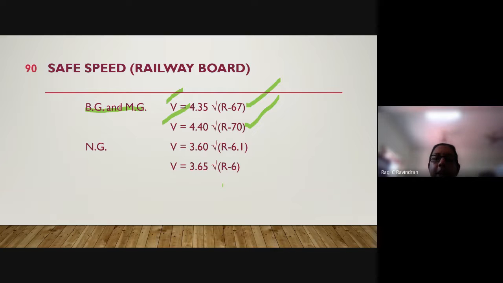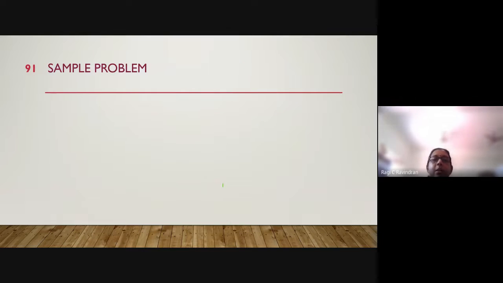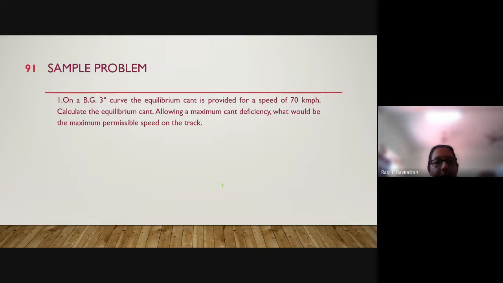So earlier, you'll be able to find the equilibrium speed from the equilibrium cant equation, which is E is equal to 1.315 V square by R in the case of broad gauge, right? So let's solve another problem. All of you take down this question. On a broad gauge 3-degree curve, the equilibrium cant is provided for a speed of 70 kmph. Now calculate the equilibrium cant allowing a maximum cant deficiency. What would be the maximum permissible speed on the track?